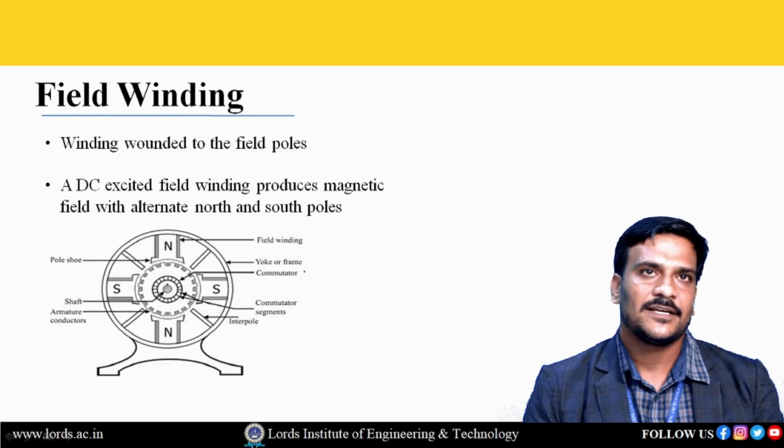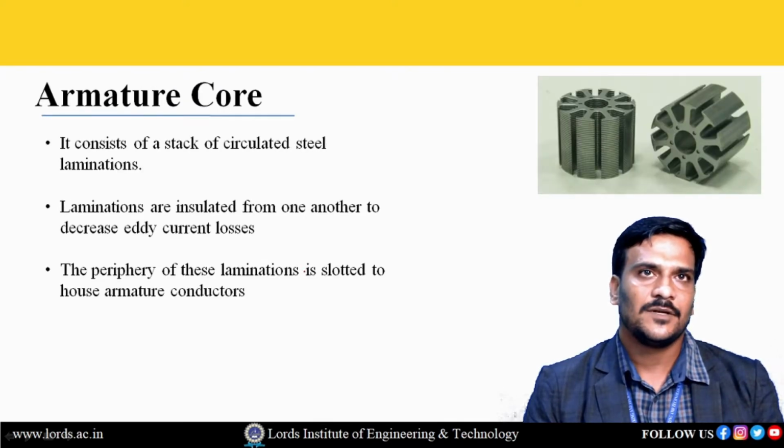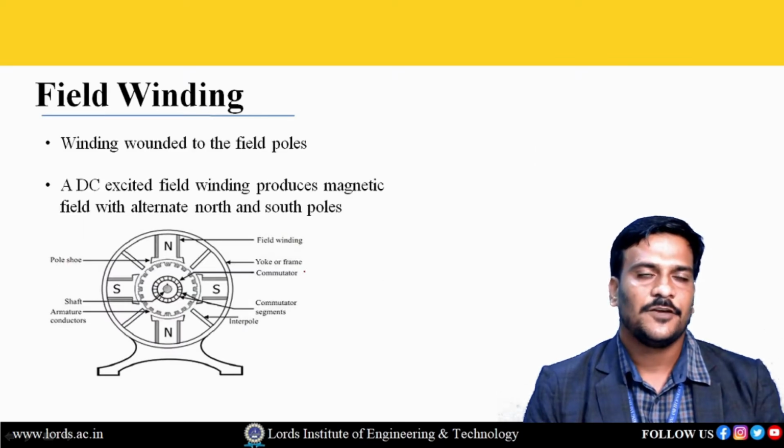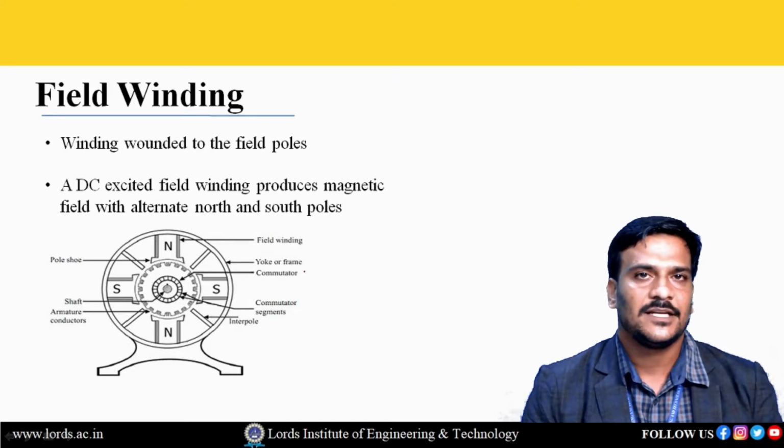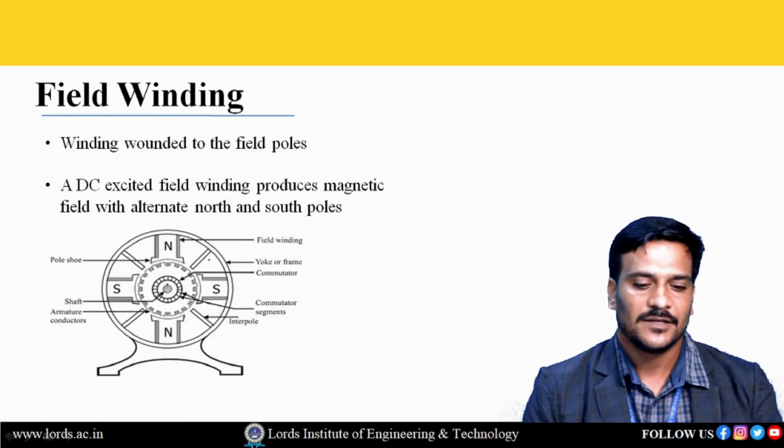And whereas if you take a series machine, the number of turns will be less, and the area of cross section will be more. Thick wire will be used for the field winding in case of series machines. If you take a compound machine, the shunt field winding will be thin and the series field winding will be thick, which is connected to the armature winding.